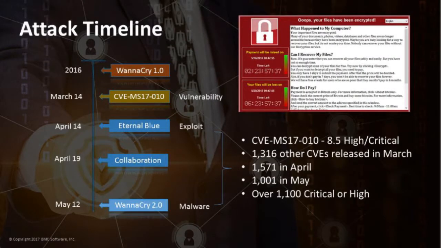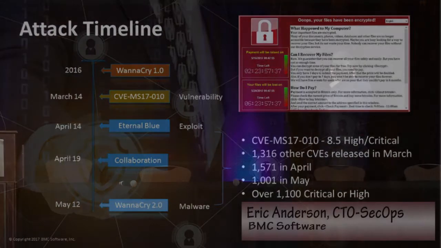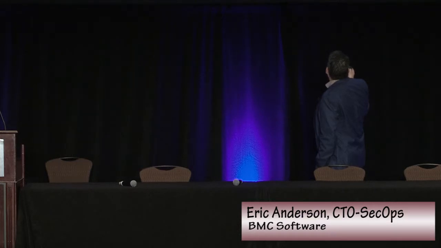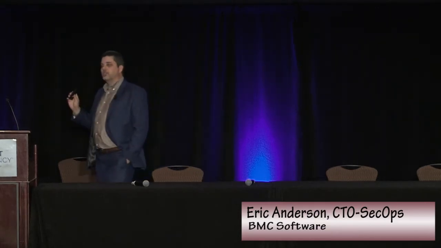So that's the timeline. But here's the important part as far as I'm concerned with what we heard on the previous slide from Gartner. That had an 8.5 on the criticality scale. During that same time frame, between March and May, we had 1,300 other CVEs released in March, 1,500 in April and 1,000 in May. Over 1,100 were at 8.5 or above. 1,100 CVEs released 8.5 and above, right?